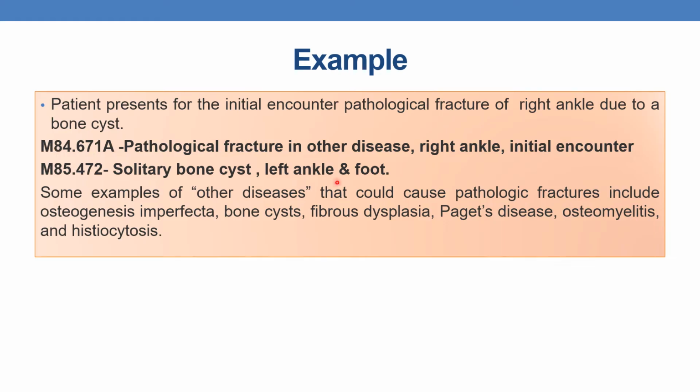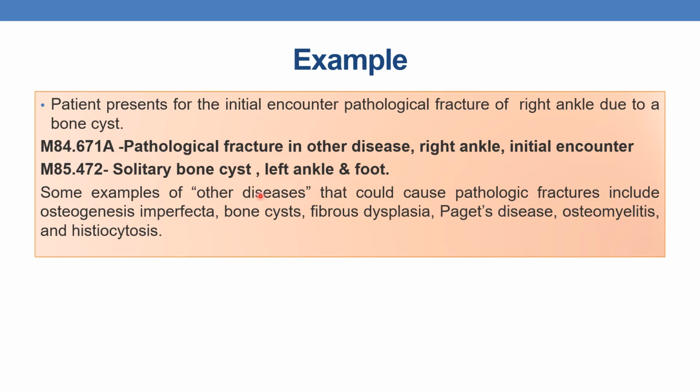M84.671A, pathological fracture in other diseases, right ankle, initial encounter. And the underlying disease or the cause for pathological fracture is bone cyst. So additionally, you need to code also the underlying condition. That is given by M85.472, solitary bone cyst, left ankle and foot.